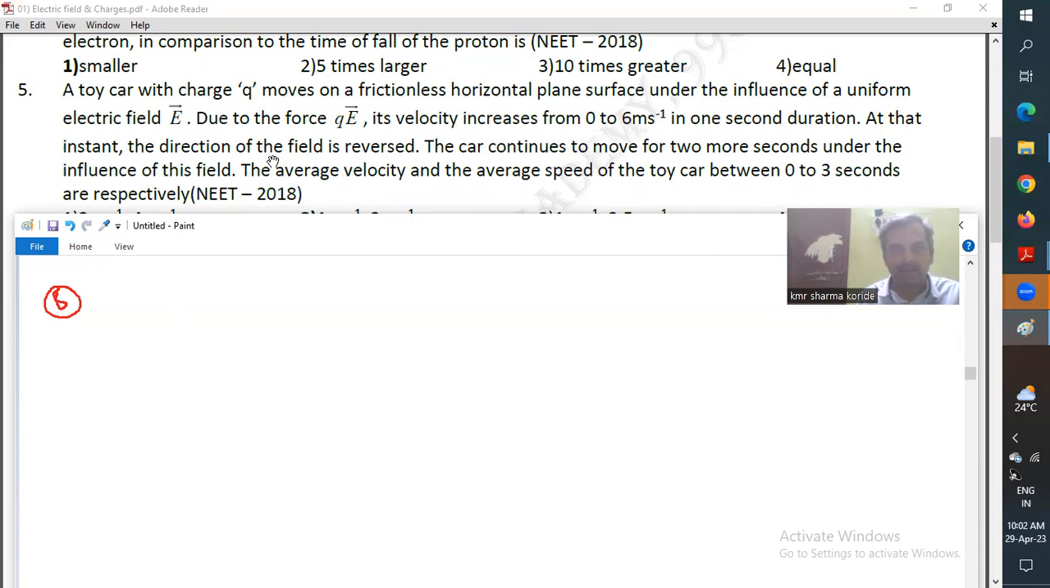So first, before the field is reversed, let us say within 1 second duration, it has 6 meters per second. So let us try to find out acceleration when it is moving through the uniform electric field. So acceleration is equal to V by T. I assume that it starts from rest, so V is 6, time is also 1 second duration. This will be 6 meters per second square.